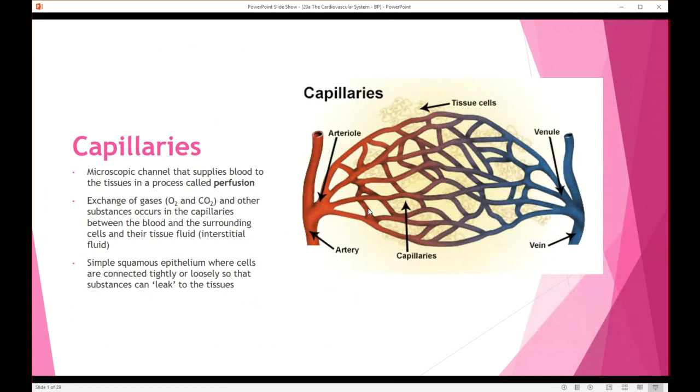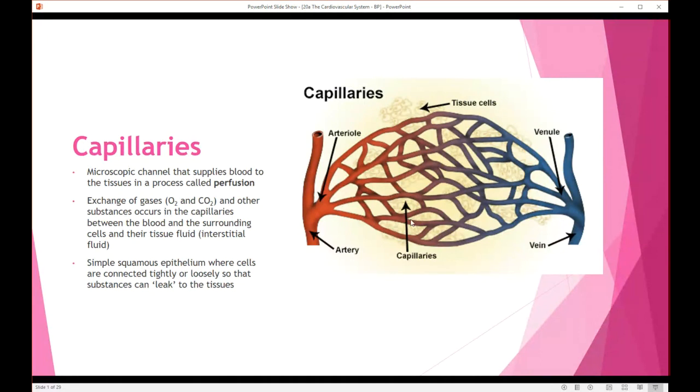These are our capillaries. So capillaries are microscopic channels, and they supply blood to the tissues in a process called perfusion. Okay, we have an exchange of gases here, right? We have the oxygen and the carbon dioxide. We also have some exchange of other substances that occur in the capillaries between the blood and the surrounding tissues, and then their tissue fluid. The tissue fluid is called interstitial fluid.